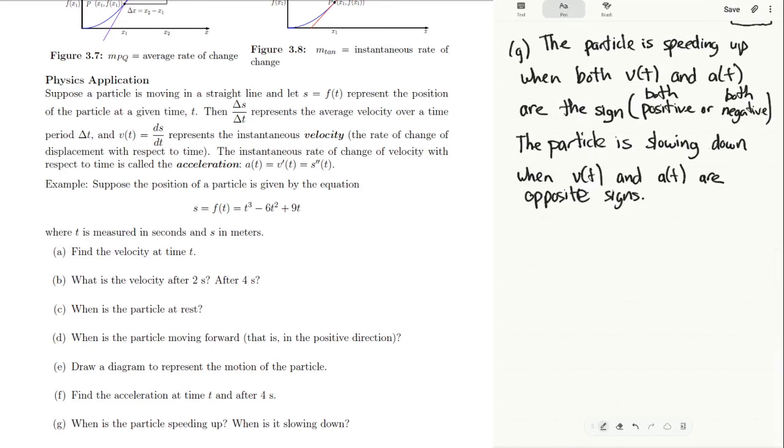So let's have a look at when the acceleration function is positive and negative. So what we'll first do is solve for when the acceleration function is 0. So that happens when 6t minus 12 equals 0. And solving for t, we end up with t equals 2.